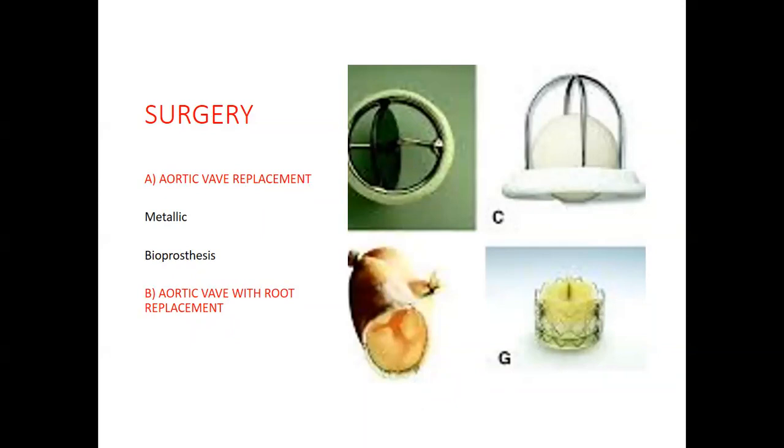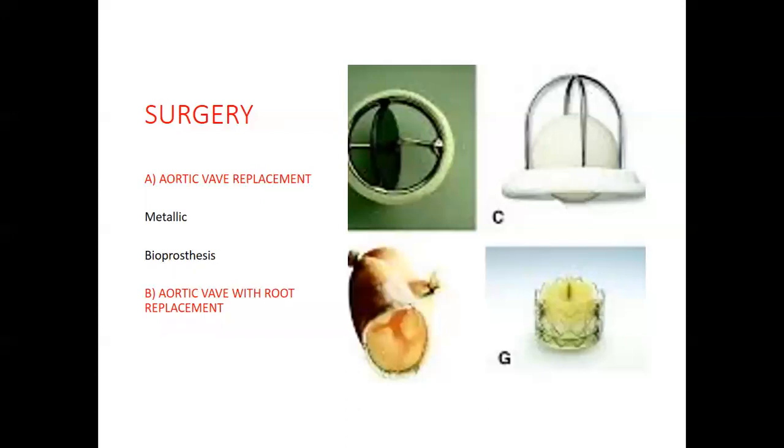But the definite treatment for patients who have severe aortic regurgitation, or are symptomatic even on medical treatment, is surgical treatment. Here, there is no choice of percutaneous intervention; only surgery is the choice in patients who are symptomatic and have severe aortic regurgitation. Again, you have a choice of metallic valve replacement, and the second is bioprosthetic replacement at the position of the aortic valve.